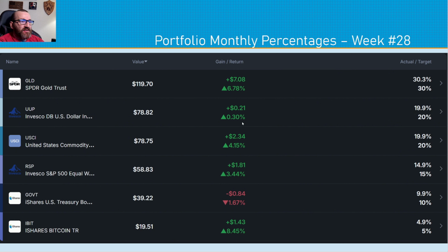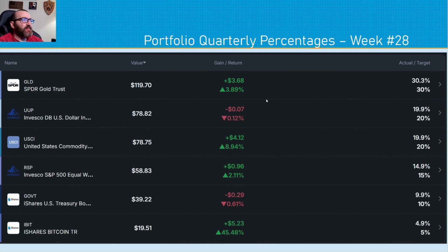We have our US dollar position up 0.30% for a market gain of 21 cents. We have our commodities position up 4.15% for a market gain of $2.34. This came down a little bit because it broke out of our trend and it came down. We'll see that on the charts. Our equities position, our stocks, up 3.44% for a market gain of $1.81. Our government bond position down 1.67% for a market loss of 84 cents. And our Bitcoin position up 8.45% for a market gain of $1.43. So this is week 28 from January 1st to February 1st.